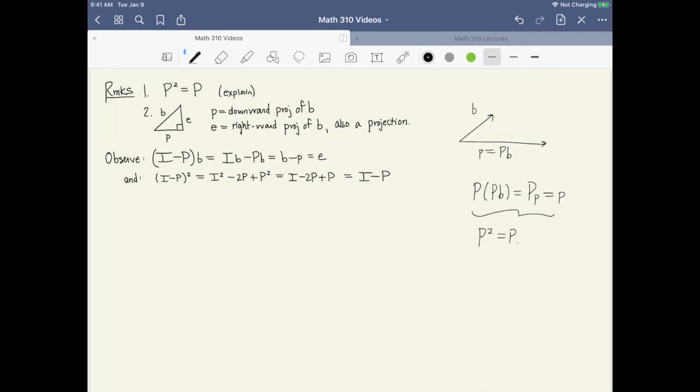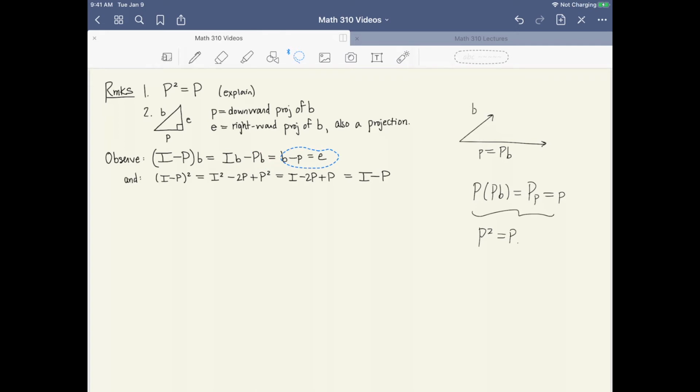The second remark is that you can project to the right or you can project down. What we've been doing thus far is downward projection. We take a vector B and we project it straight down. Well, what if we had projected rightward instead? We could have taken this vector B and projected it this way, onto the line determined by E. Well, E is the rightward projection of B, and it is also in and of itself a projection. What makes that formal is the following kind of set of equations. If you take the identity matrix and you take the difference of the identity matrix and P, this projection matrix we're describing, then just by formal nonsense, this tells you that the identity times B minus PB is B minus P, and that's E.